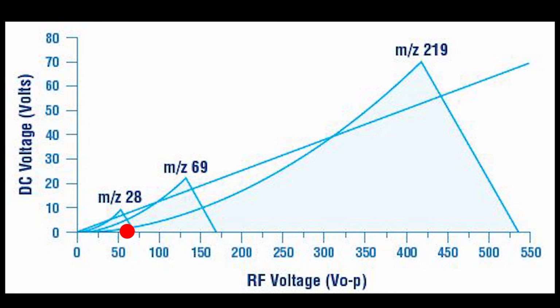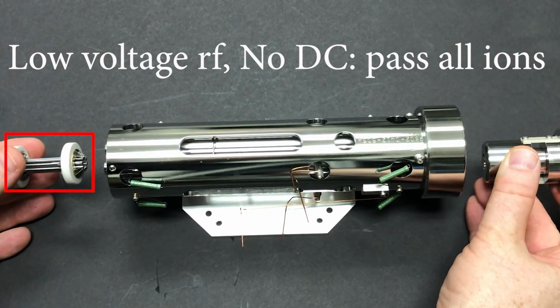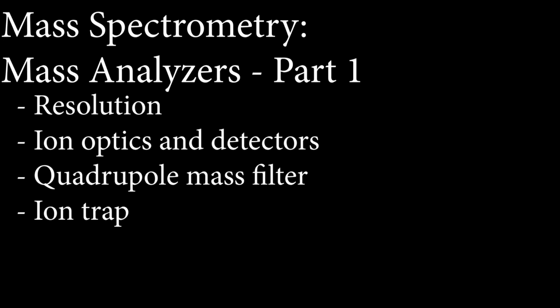So you're going to set the same thing with the octopole, set it to low voltage RF and turn off the DC. And then you're going to pass all the ions. But as they pass through the ion guide, like you saw in the previous animations, those beams are going to get nice and focused.